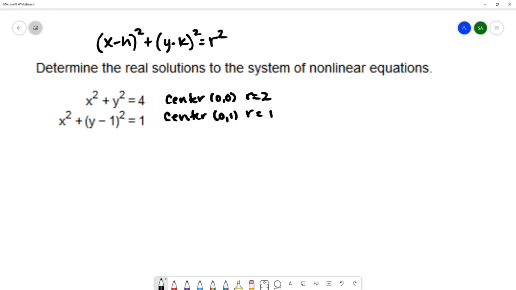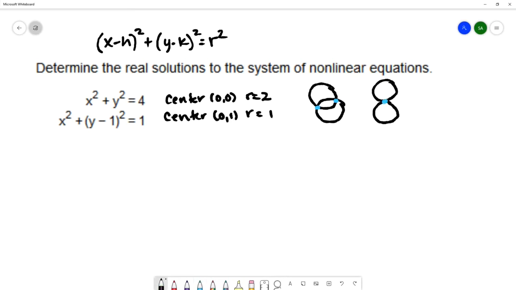So if I can sketch two circles in the same plane, I'm going to get an idea of how many intersection points I might have. Thinking about drawing two circles in the same plane, I could have a circle and another circle like this. So I might get two intersection points. I could have the two circles just sort of touching each other like this.